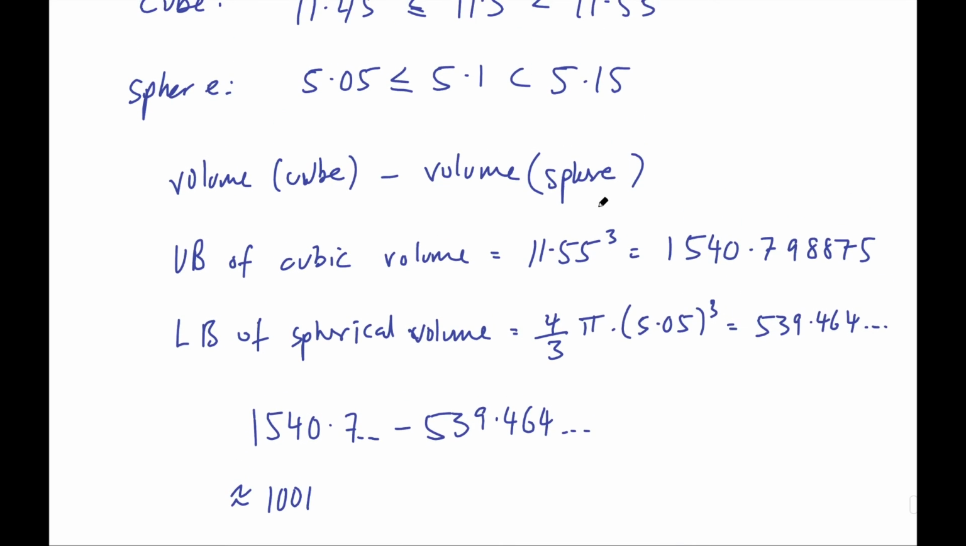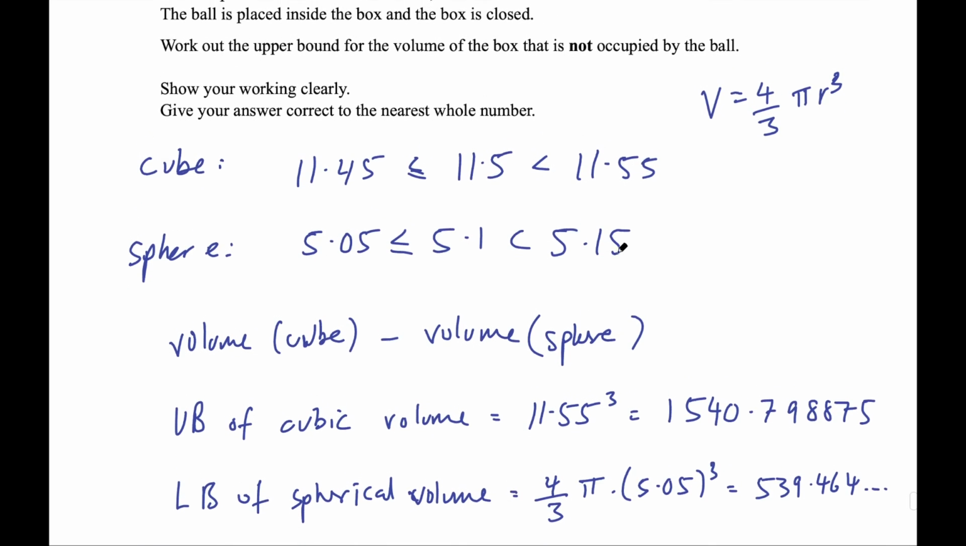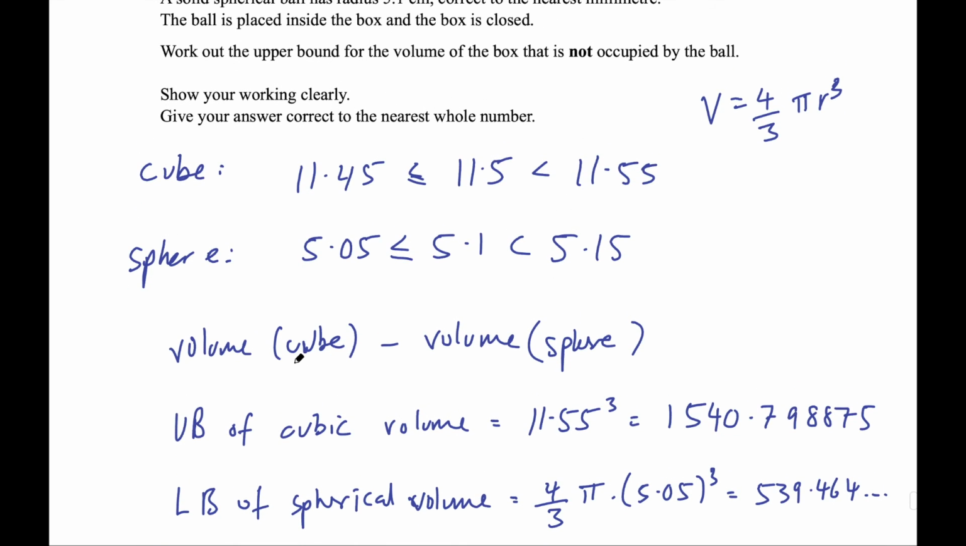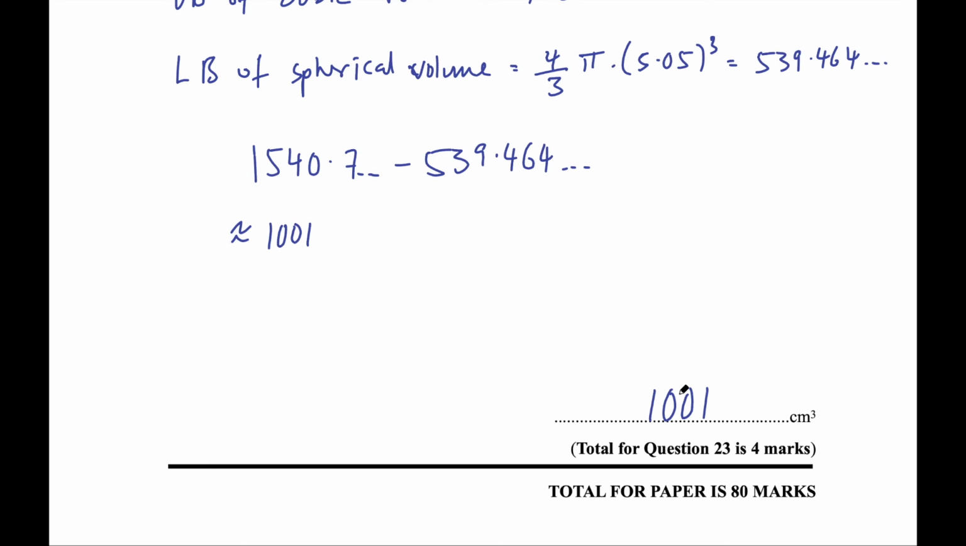Just a look at the working out again. We had to work out the upper and lower bounds of the side lengths and the radius of the sphere, and then you had to realize that the upper bound of the volume is going to be the upper bound of the volume of the cube, take the lower bound of the volume of the sphere, and once you've done that, you should get 1001. And that is the end of this paper 3 of set 8.